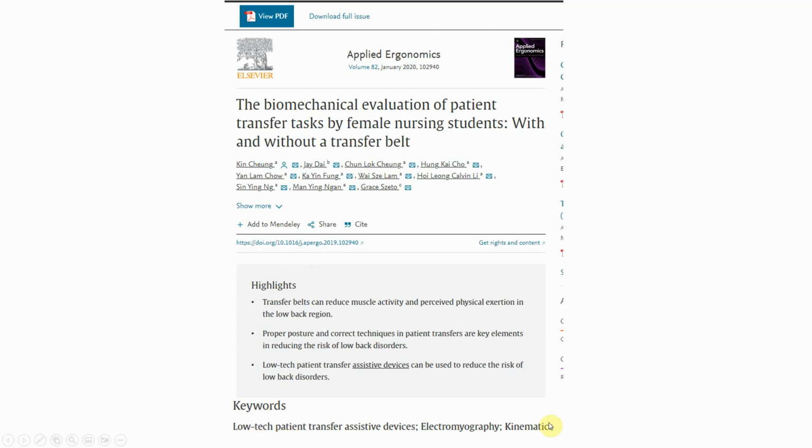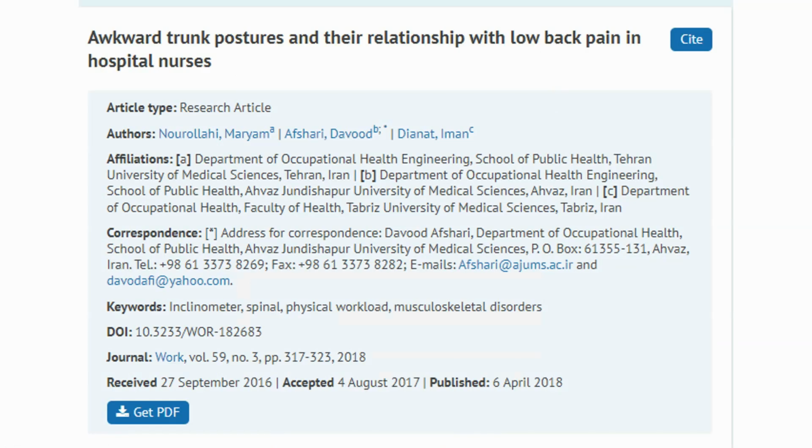We've got a different range of keywords again here, so it gives us something else to think about. And then the final article which I found in here, we're looking at low back pain, nurses, and you're seeing keywords presented at this point here.